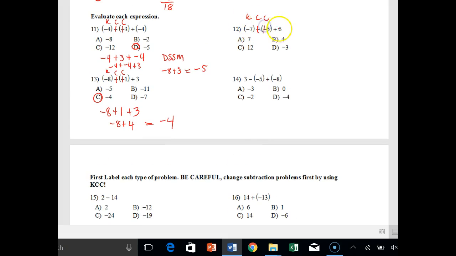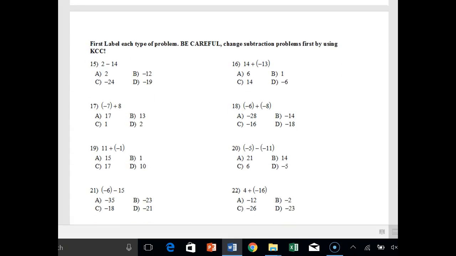On 12, it's keep it, change it, change it. Keep, change, change. Leave it alone. 14. Keep it, change, change. Keep, change, change. Leave this alone. Again, plus and then negative, you leave it alone. If there's a plus sign, that number is locked in exactly as a negative or exactly as a positive.